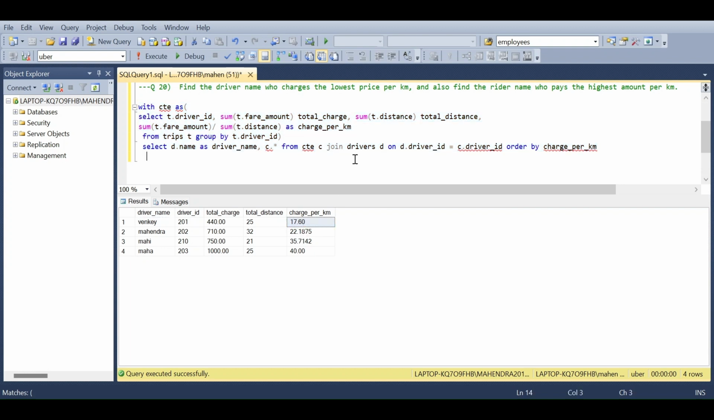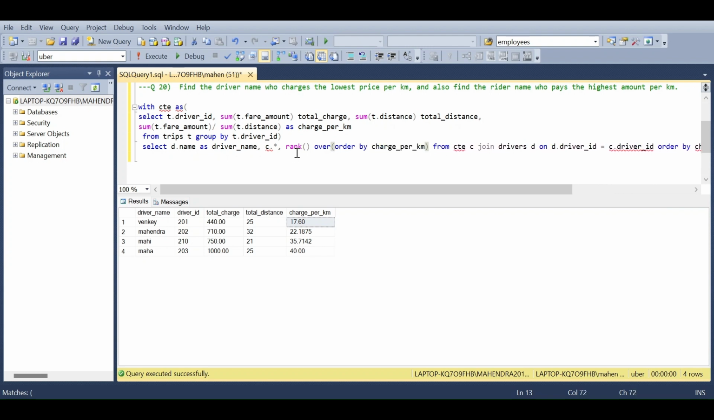You can also assign ranks to this one, but without using ranks also we can use clauses, that is top one, because this is the one who is charging the lowest amount, right? So we will use classes as top one. Also we can use rank also. Now if you want to use rank, then we will use that as well. You can see here I'm going to use rank over order by charge per kilometer.